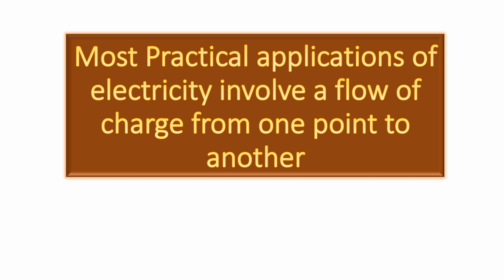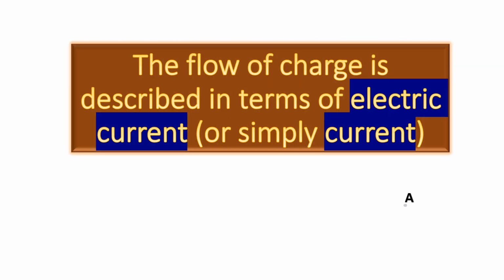Let's continue. In most practical applications of electricity, we have seen an involvement of a flow of charge from one point to another. If there's a point A and a point B, and a charged particle at point A flows from point A to point B, then what do we call it? The flow of charge from one point to another is referred to as electric current, or we simply call it current.